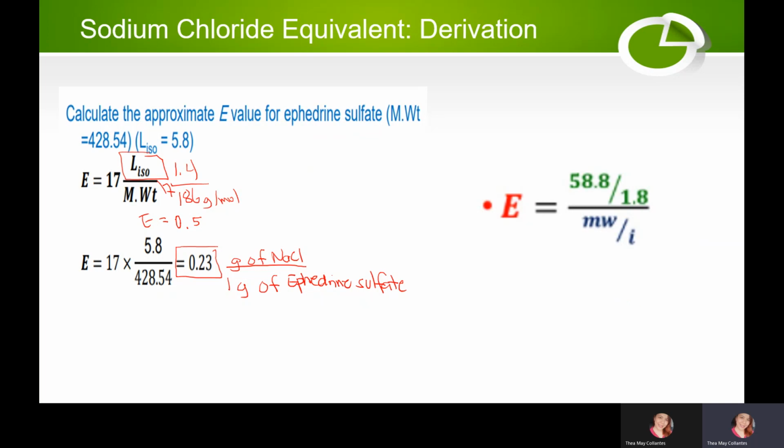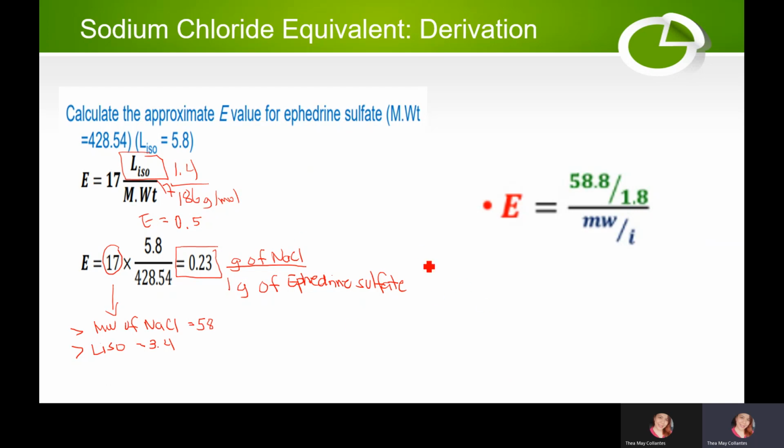Miss, dinihalin si 17? Your 17 is actually derived from the molecular weight of my NaCl and my L-iso value of NaCl, which is 3.4. And I guess molecular weight of NaCl was about 58, I think. So it's somewhat there. So gin-divide si 58 by 3.4 according to the derivation sa aton book. Okay, so kung paano siya na-derive. But somehow, this is how it works.